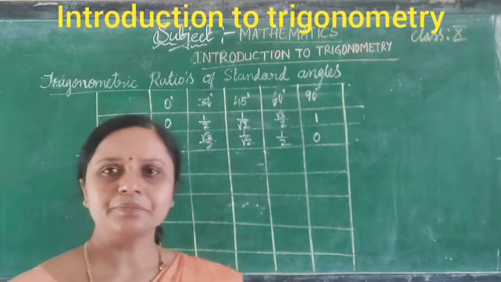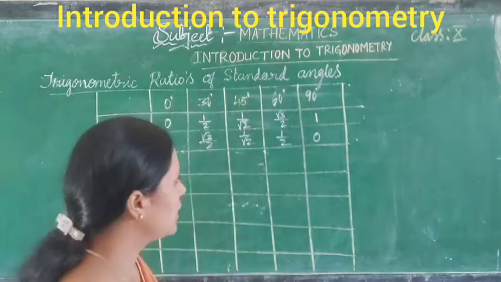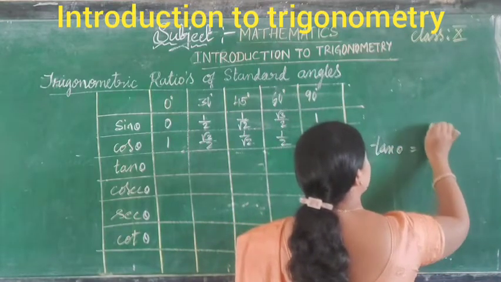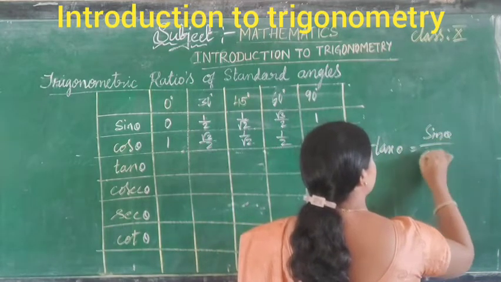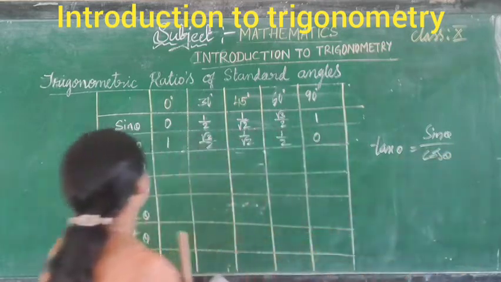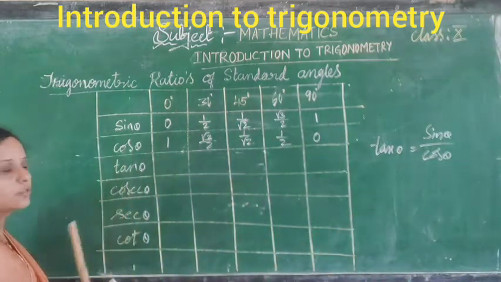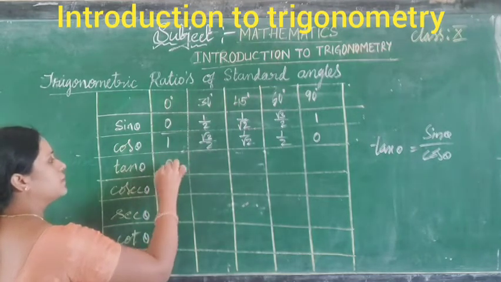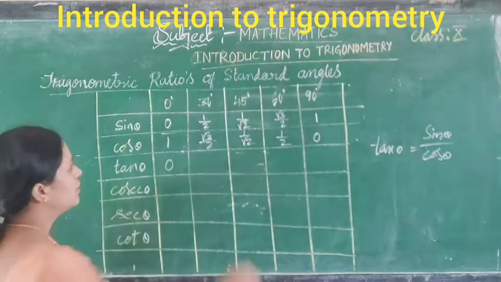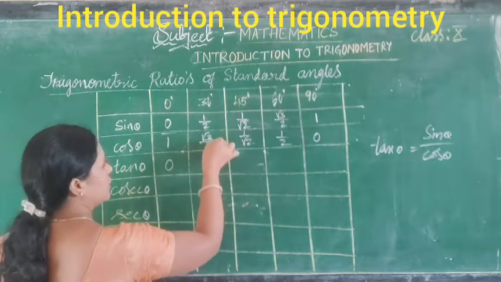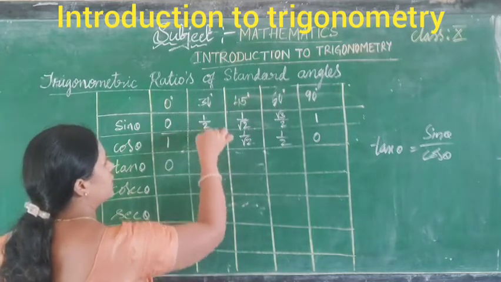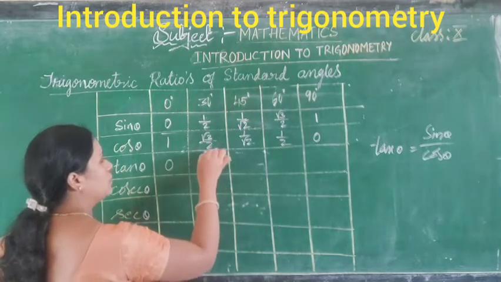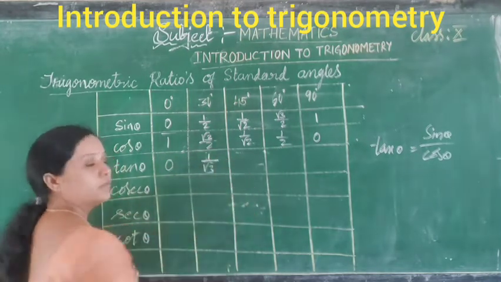What is tan? Tan theta is equal to sin theta by cos theta. So sin by cos is tan. So write 0 divided by 1 is what? 0. 1 by 2 divided by root 3 by 2. This 2 will be cancelled. We get 1 by root 3. So tan 30 is what? 1 by root 3.